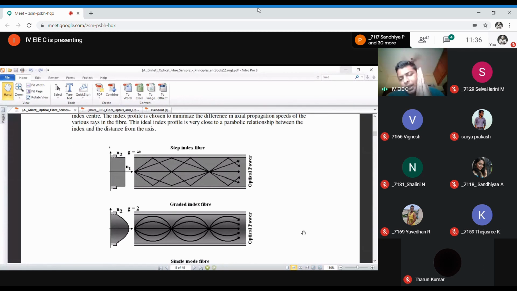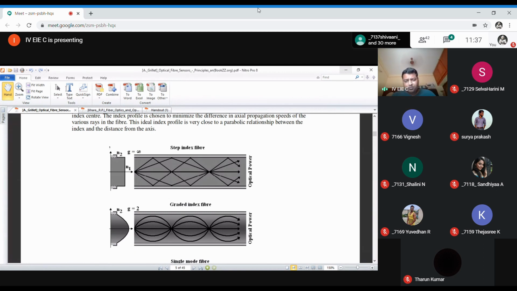Now in a step index fiber, you can see a number of total internal reflections taking place. Likewise, in a graded index fiber also you can find multiple total internal reflections. Correct? So what is the understanding from these diagrams? The reflections happen in both, but the nature of the wave, the wave pattern, will have changed. So what do you understand from this?